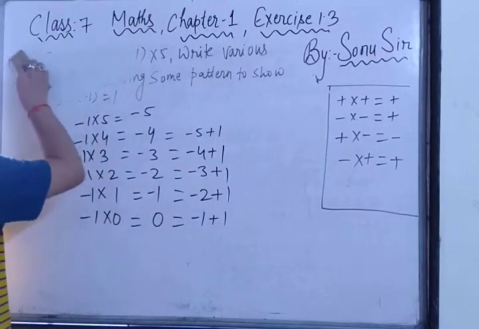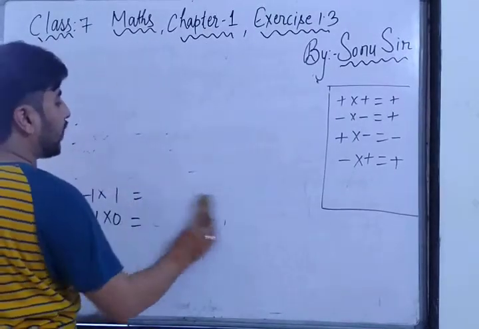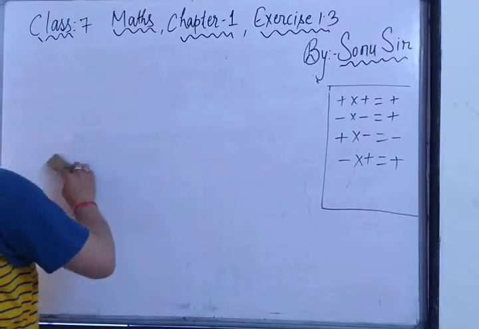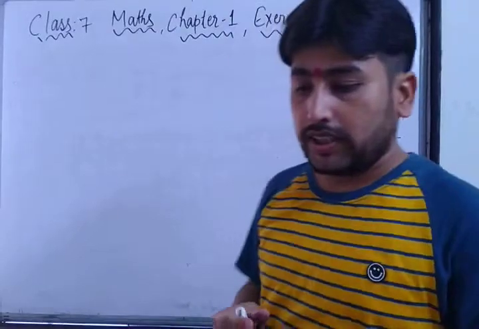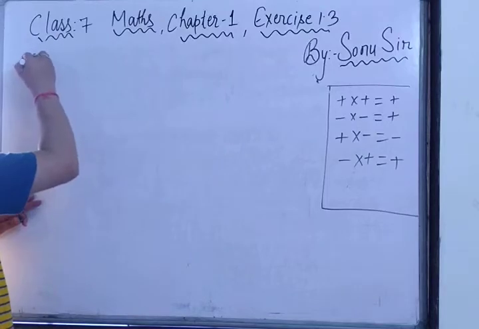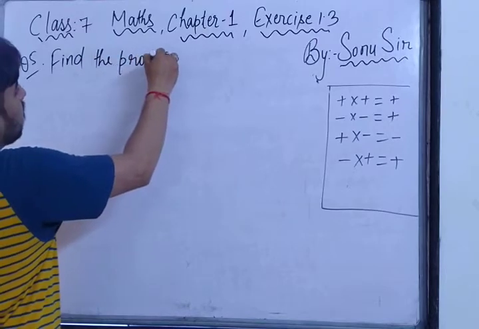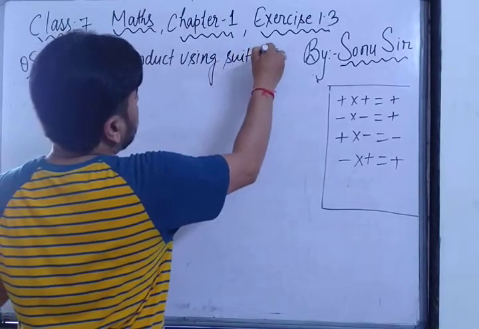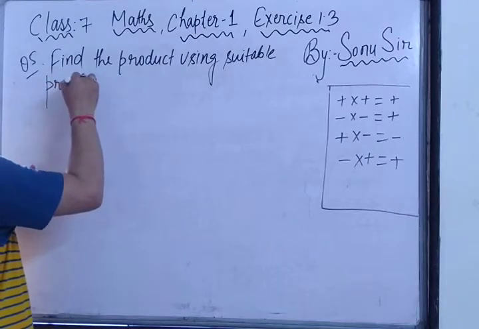What does question number 5 want to say? Question number 5 is telling us that we have to find the product. Yesterday I informed you about the product. Product means multiplication, right? Multiplication. Find the product using suitable properties. Now first of all, you should have knowledge about the properties, right?